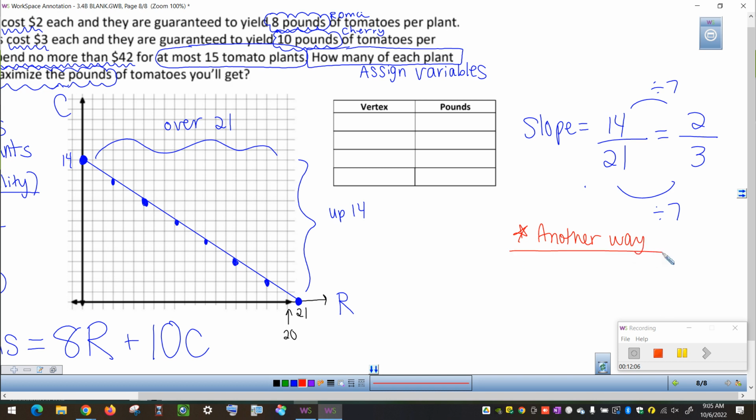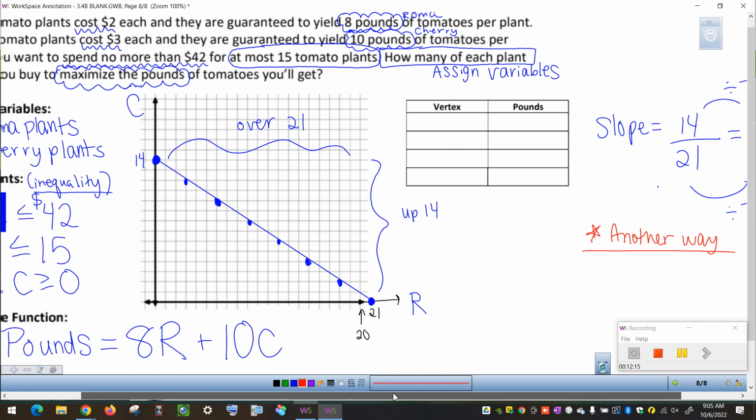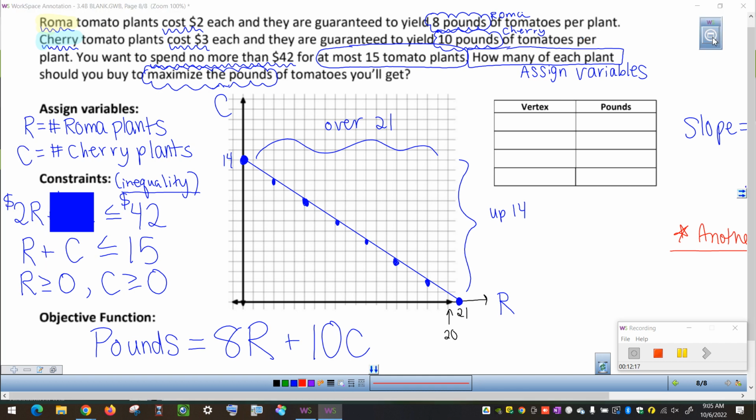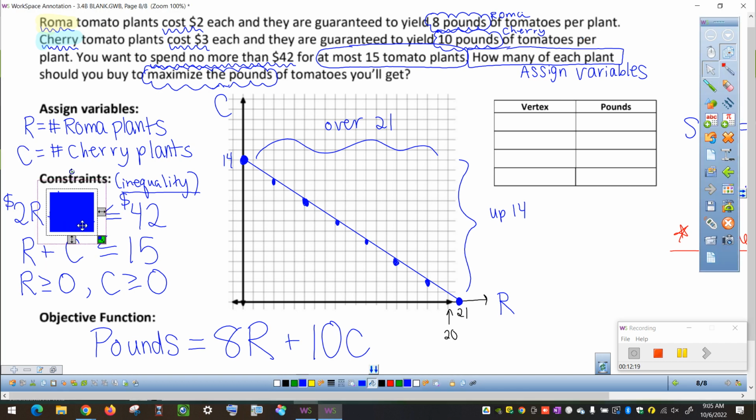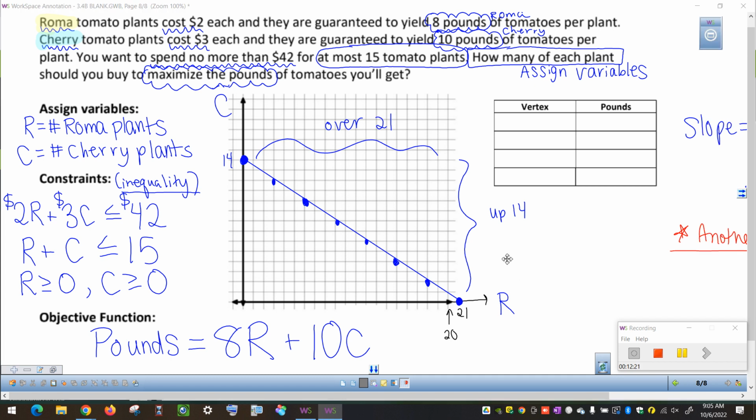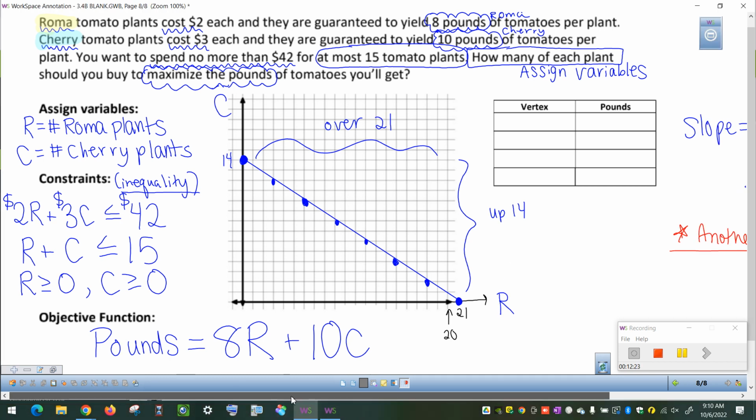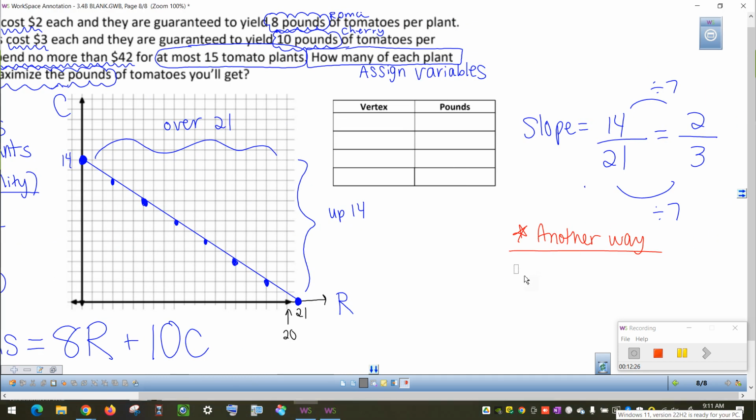Another thing that we can do is take the equation that was used to make that diagonal line. Now remember that that came from our constraints. So if we look back over here at our constraints, I'm going to uncover what we covered. It was 2r plus 3c equals 42. So another way would be to rewrite that as an equation off to the side. 2r plus 3c equals 42.